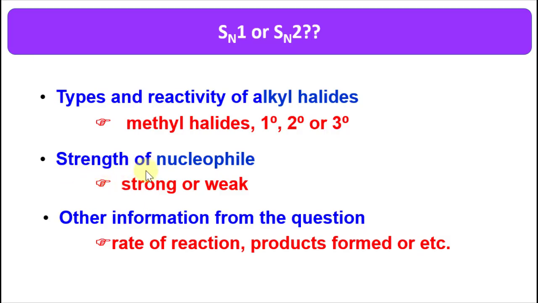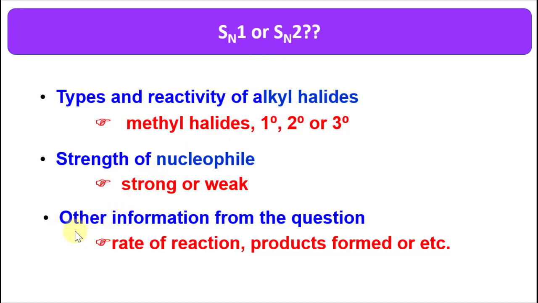Second thing is the strength of the nucleophile. Since the SN1 reaction does not involve the nucleophile in the rate determining step, for the SN1 reaction it can be either a strong or weak nucleophile. But for the SN2 reaction, since the nucleophile is involved in the rate determining step, we have to use a strong nucleophile for the SN2 mechanism.